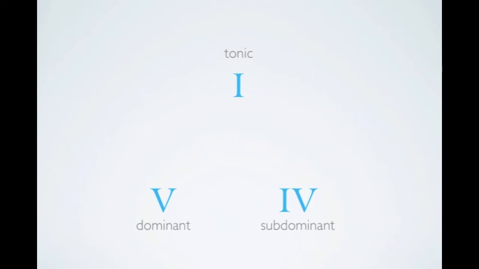We can talk about primary triads as static entities, identified as tonic, subdominant, and dominant. But this is only part of the picture. For behind these names is a particular function, a role in the drama of music.